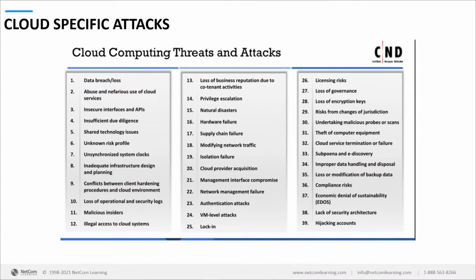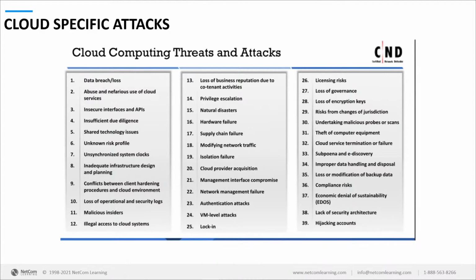Loss or modification of backup data. How many times do we see it, a lot in tape backup and even hard drive backup. One of the big things in backup and disaster recovery planning is a scheduled recovery to test the system to make sure that you can bring the data back. Compliance risk, compliance liability.